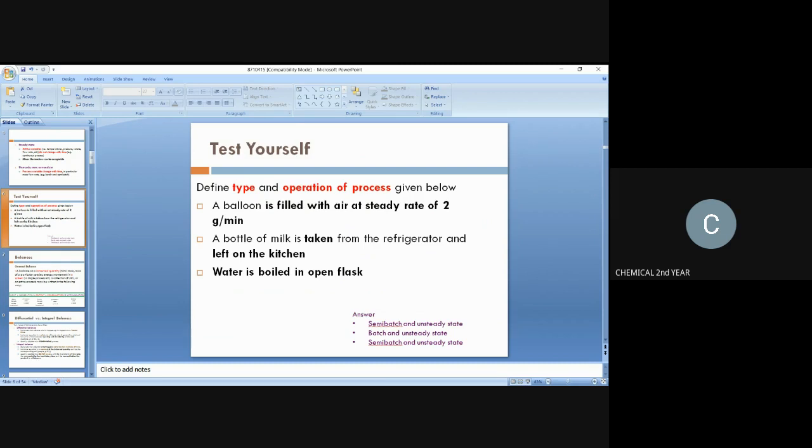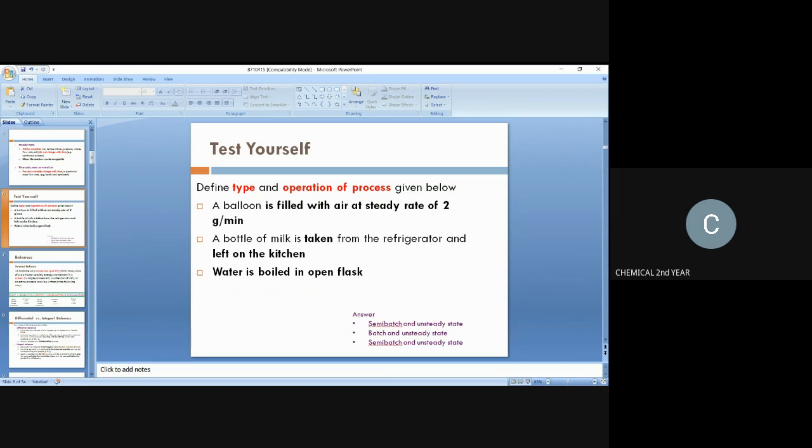Define the type and operation of the process below. Discuss yourself. A balloon is filled with air at a steady rate of 2 grams per minute. A bottle of milk is taken from the refrigerator and left in the kitchen. Water is boiled in an open flask. We have to find what type and operation of the process.